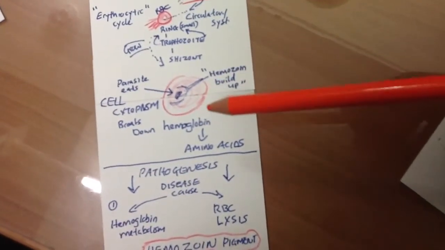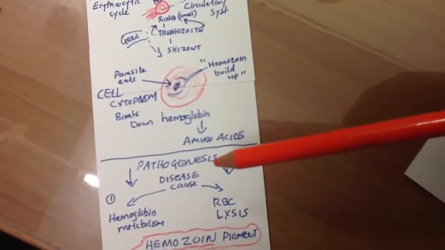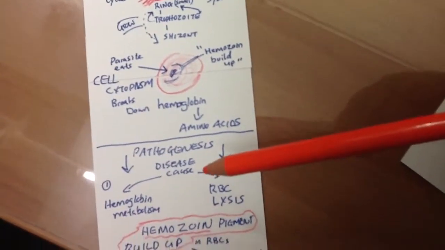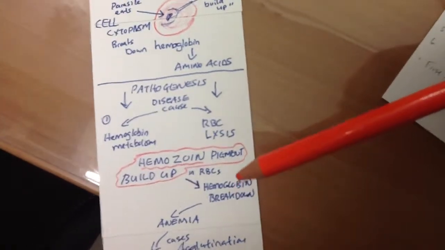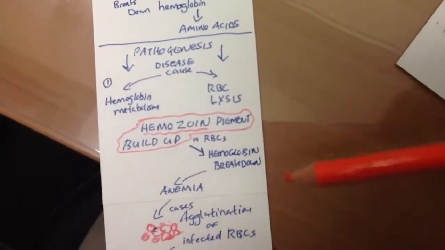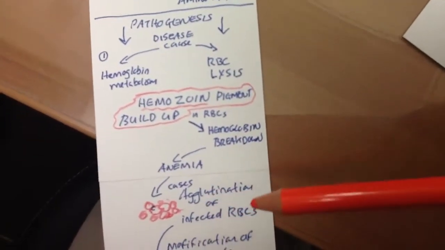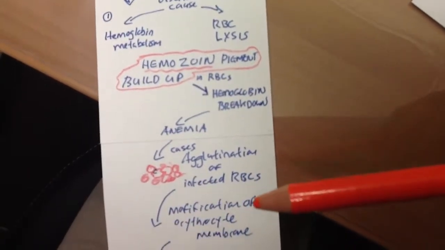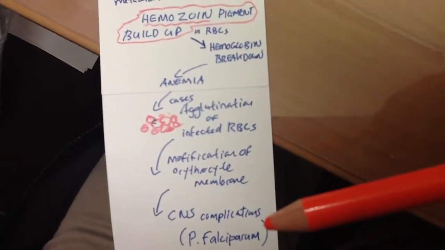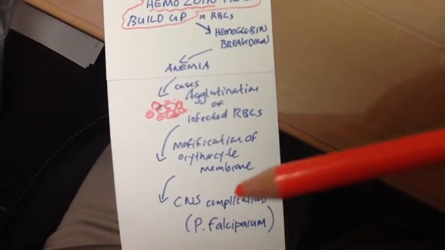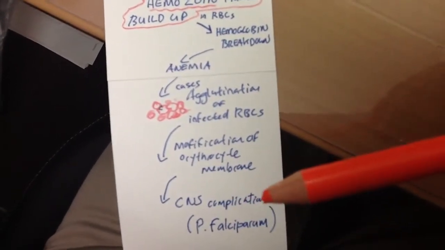and that the cytoplasm is eaten and broken down, and you end up with anemia because of the breakdown of the hemoglobin, which can cause agglutination of the red blood cells and modification of the erythrocyte membrane, and this you can see in Plasmodium falciparum. So let's try to remember this.